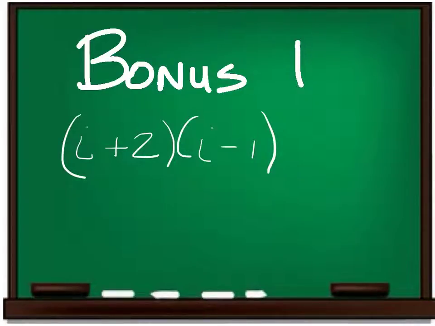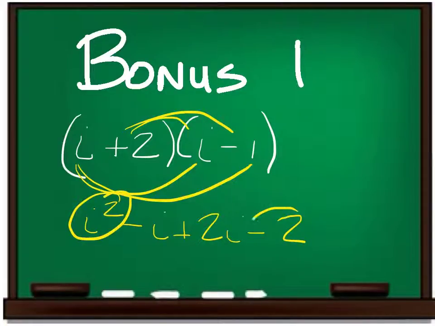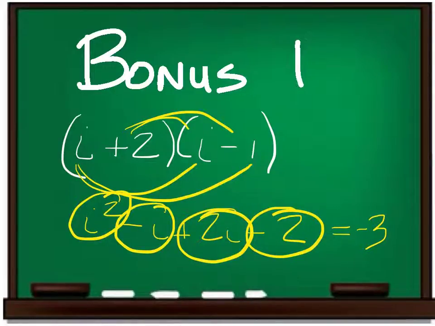When you multiply these together, it's i times i, which is i squared, and then i times minus 1 is minus i. 2 times i is 2i, and 2 times minus 1 is minus 2. That's minus 1 minus 2 is minus 3, and then negative i plus 2i is plus i.